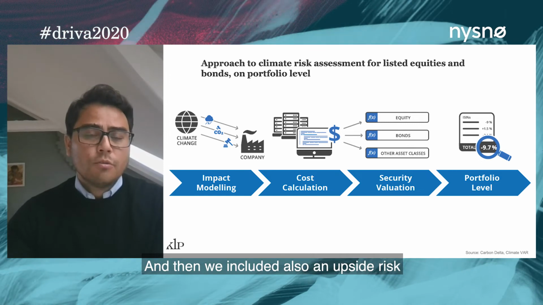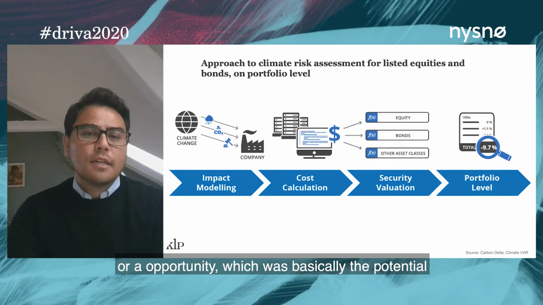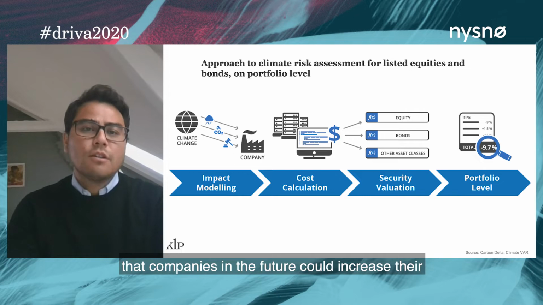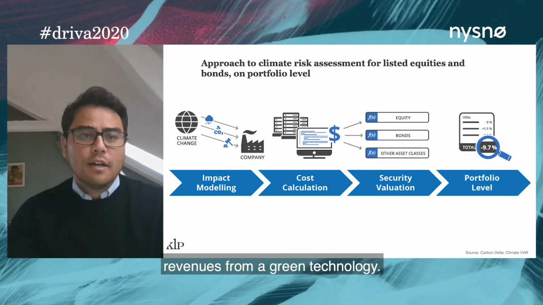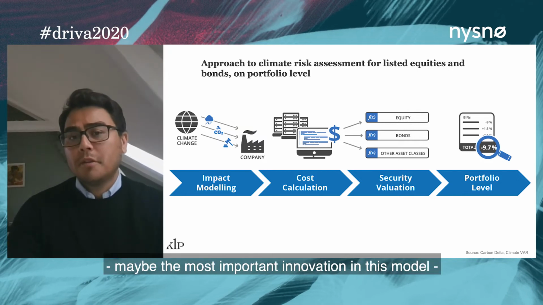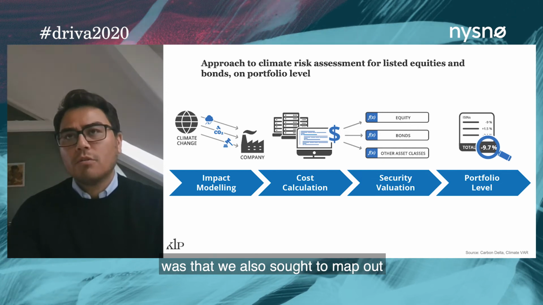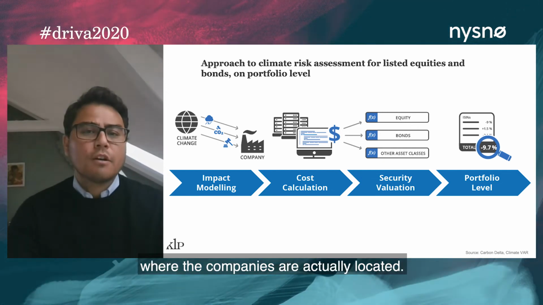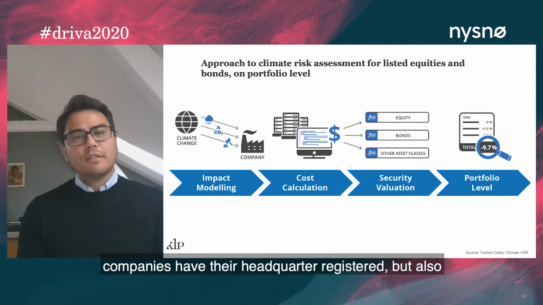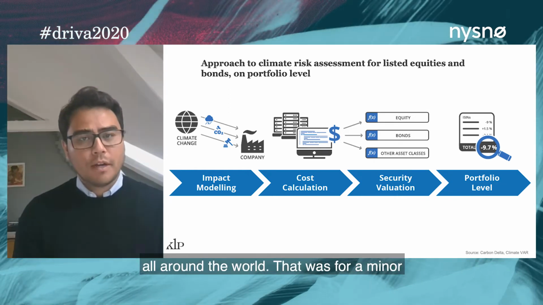And then we also included an upside risk, or an opportunity, which was basically the potential that companies in the future could increase their revenues from green technology. And I think a very important innovation, maybe the most important innovation in this model, was that we also sought to map out where the companies are actually located. So we didn't just look at where the companies have their headquarters registered, but also where they have all their other assets all around the world.